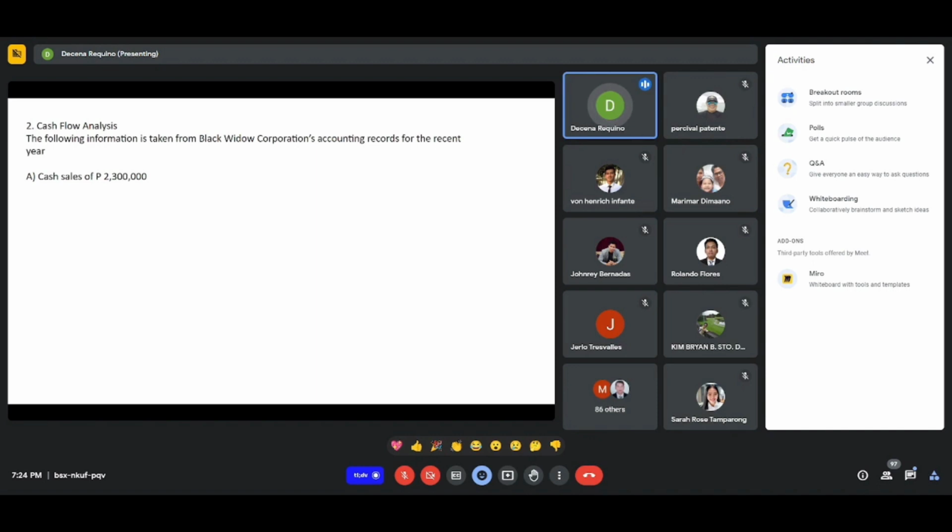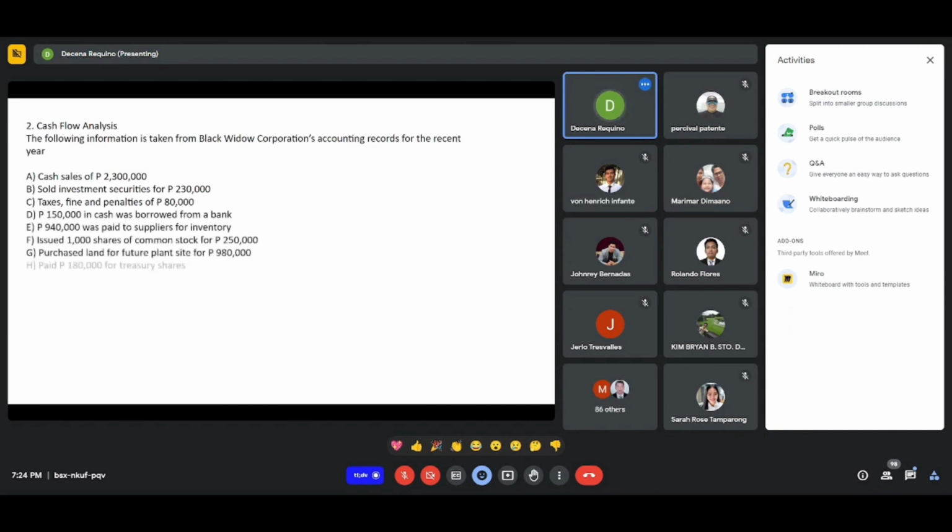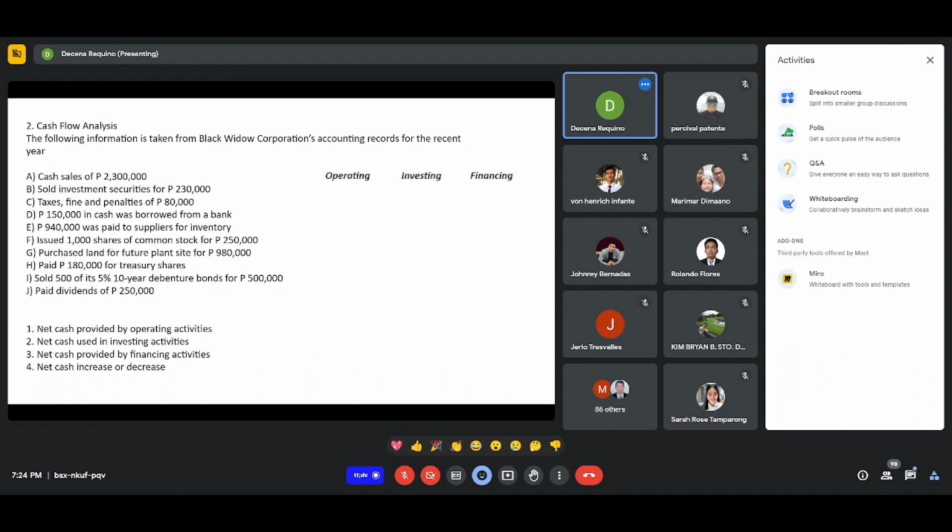Dito sa number 1, meron kang cash sales of 2,300,000. Ilabas na nga. Wait lang, ilalabas ko na. Ito, cash sales of 2,300,000.